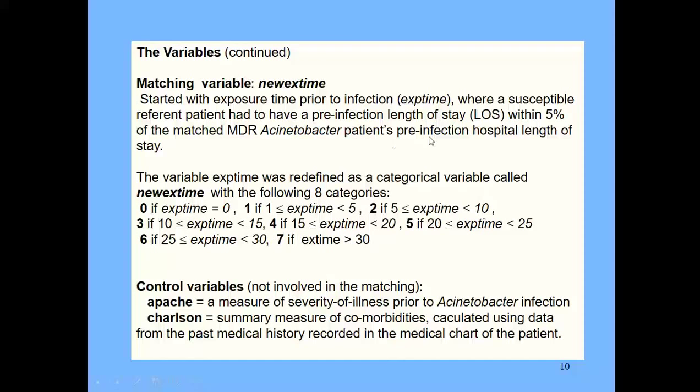So what they did was take a susceptible person who was in the hospital prior to getting the infection for about the same amount of time as the people who were resistant. So they have a sort of equal amount of exposure, in some sense, up to when they got the infection. That's the idea for matches. So it's a matching variable, okay?